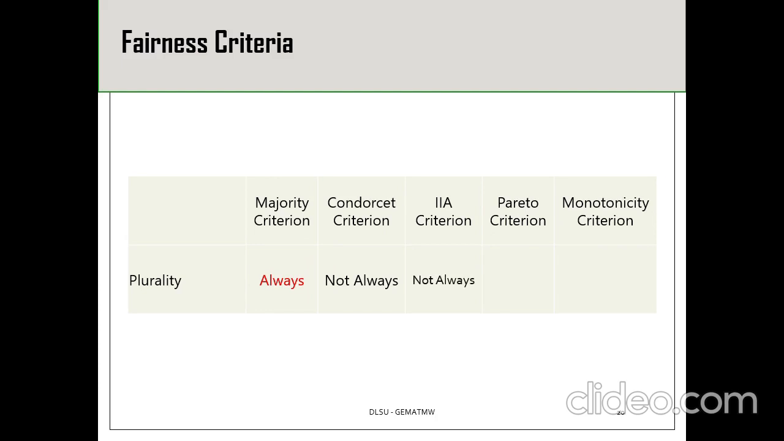We saw in our previous example that the previous winner is McDonald's, but after removing the non-winning candidate Burger King, Jollibee became the winner. So we see that plurality does not always satisfy the IIA criteria. Now let's compare plurality with Pareto criterion.